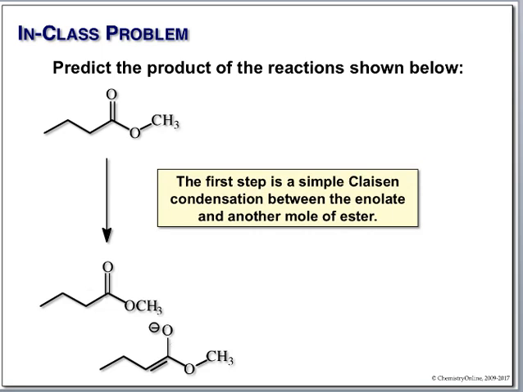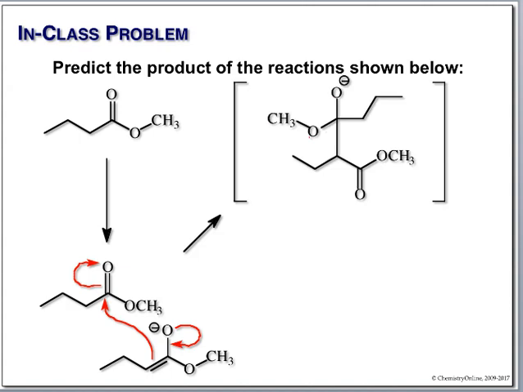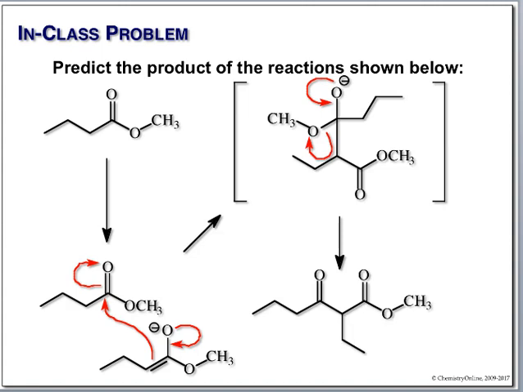Our first step, we're going to ionize one of them into an enolate. Anion is going to attack the other carbonyl. We will get a tetrahedral intermediate. When the tetrahedral intermediate collapses, we're going to lose methoxide and form this ester. That's step 1 in the reaction.